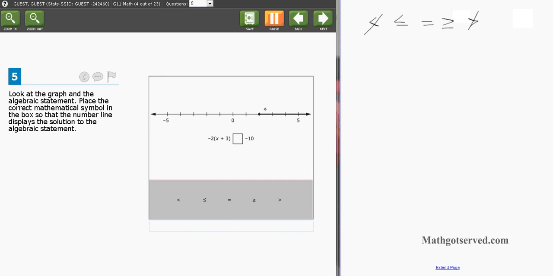Now, since this is a region and not a point, this is also eliminated. Okay? Less than is like an open circle going to the left. Greater than is an open circle going to the right. Equal is just a closed circle. Alright? Less than or equal to is a closed circle pointing to the left. And then greater than or equal to is a closed circle going to the right.